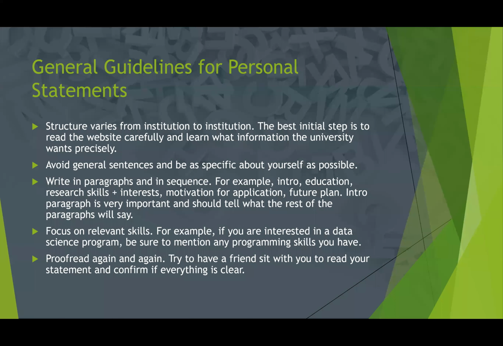For personal statements, this is always a very hot topic, and we mostly get asked questions like, what do I write in a personal statement or a statement of purpose? Honestly, the structure varies from institution to institution. The first step I would tell you is to look at the website of the institution you're applying to. Very rarely, but it is definitely possible, the website mentions what information the university or the department wants from you precisely. You don't have to write your whole life story. In that case, just write what is necessary or what is asked or mentioned on the website.